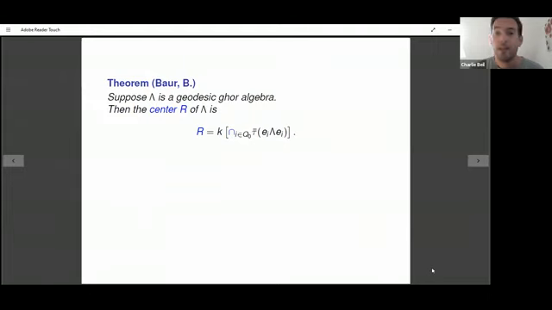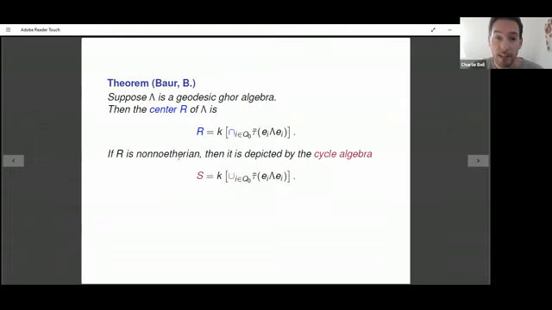Okay, the next result is that suppose lambda is a geodesic Gorenstein algebra, then the center R of lambda is given by the K algebra generated by the intersection over the vertices of the tau bar images of the vertex corner rings e_i lambda e_i. And remember, tau bar is just the simple matchings, so we don't need to worry about all the perfect matchings. We only keep the simple matchings, and tau bar is the monomial made from these simple matchings. So just like we saw on Wednesday.